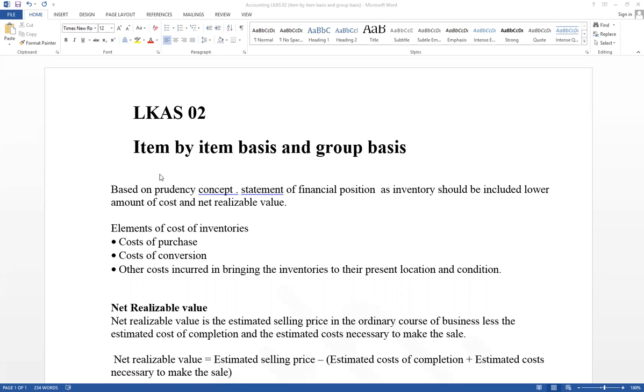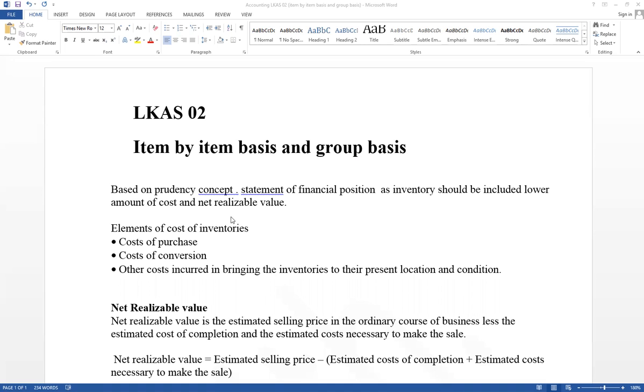Therefore, now I am going to discuss how to calculate the lower amount of cost and NRV, net realizable value, based on LKAS 2. Based on LKAS 2, when we calculate the lower amount of cost and NRV, there are two methods that can be applied. First, the item by item basis or the group basis can be applied. Therefore, now I am going to discuss how to calculate closing inventory based on item by item basis and group basis.